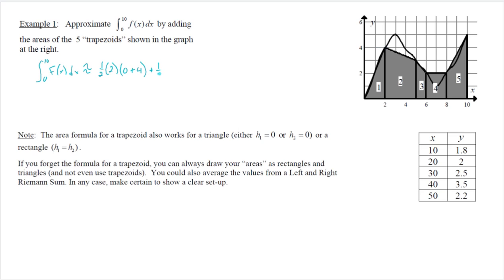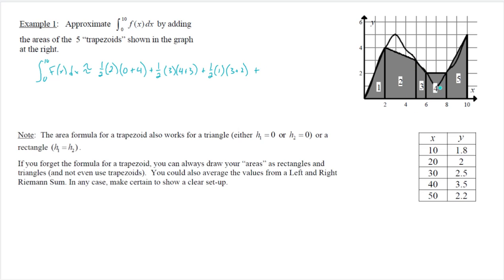We're going to add to that now the second one, which is from 2 to 5, it looks like. So we've got a width of 3. And our heights are going to be 4 on one side and 3 on the other. So 4 plus 3. Okay, that's 2 down. Next one's 1/2. Our width here is 1. It's going from 5 to 6. So 1. And then we are looking at the height on the 5 side, which is 3. Height on the 6 side, which is 2. So 3 plus 2.